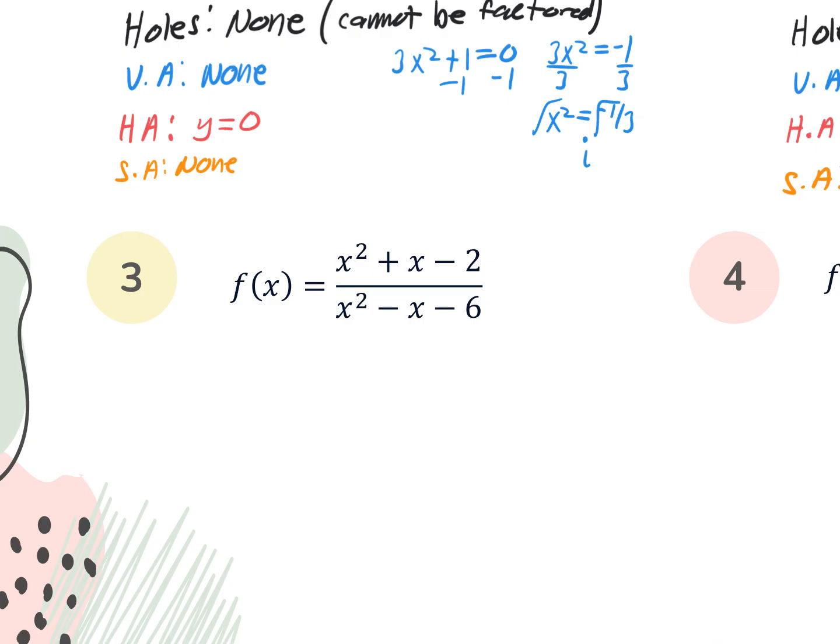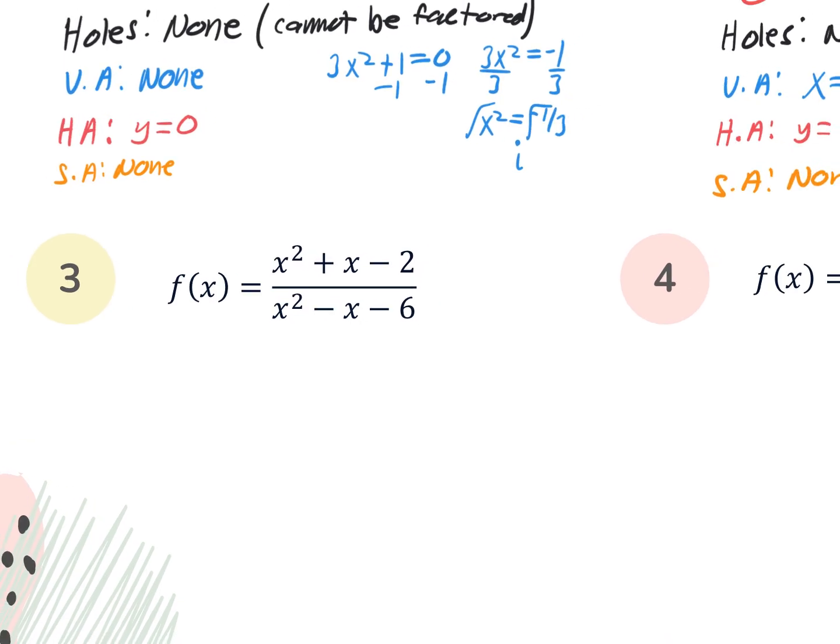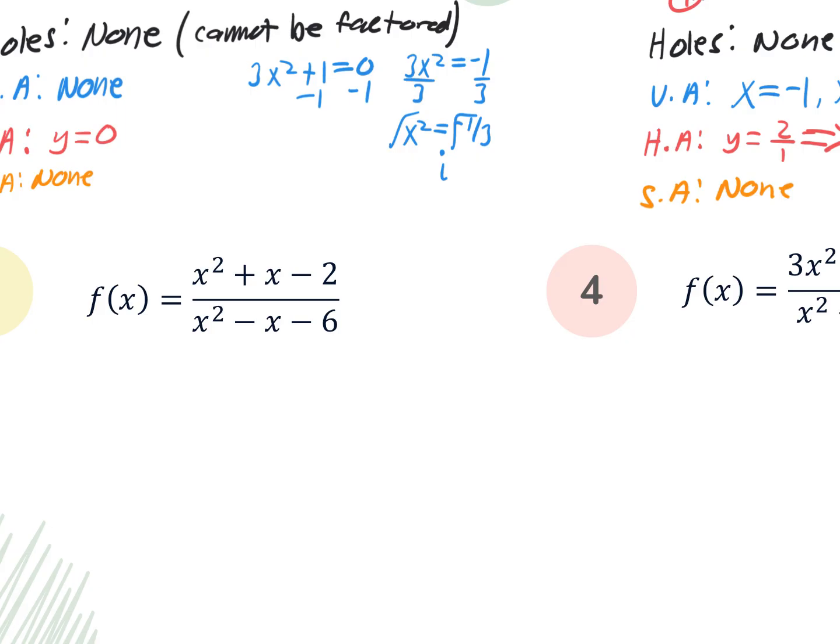Let's try the same thing with the next one. Let's try first to factor and rule out any holes. So what I'm going to do is factor. The top factors as x plus 2, x minus 1.